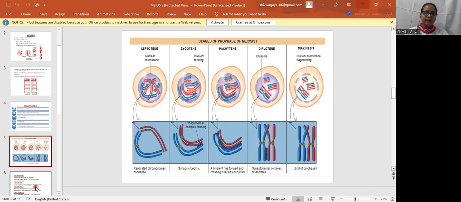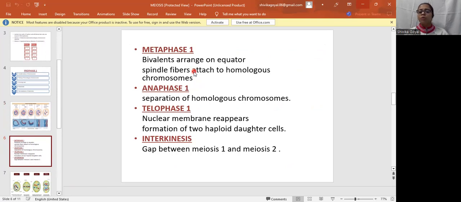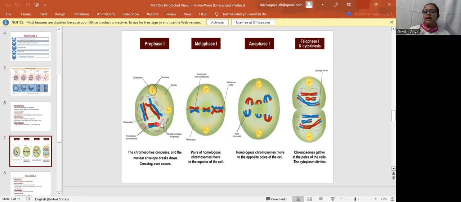Now, once diakinesis is done, the cell enters metaphase 1, where the homologous chromosomes arrange themselves at the equator. In anaphase 1, the homologous chromosomes start separating, and in telophase, the chromosomes start getting decondensed again, the nuclear membrane starts reappearing, and we get the two daughter cells. As you can see here, after meiosis 1 we have only 3 chromosomes in our cell, but initially we had 6 chromosomes in our mother cell.